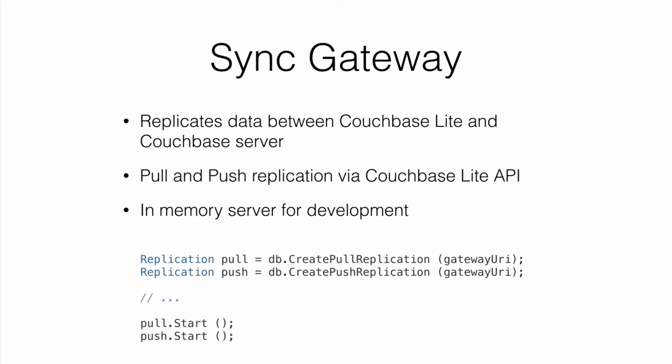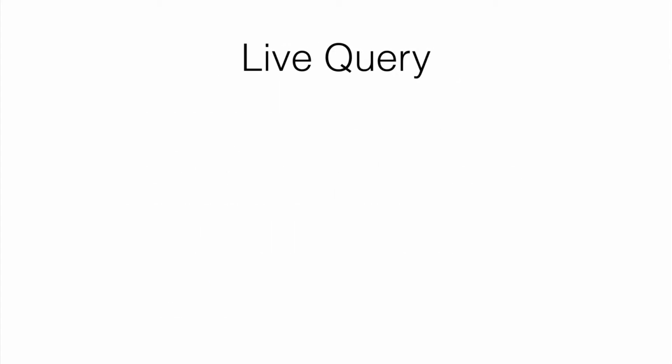So it gives you push and pull replication. And as I mentioned just now, I got ahead of myself, there's an in-memory server called Walrus for development. In-memory Couchbase server. Now, it's just the API. It's real simple. You just create a replication object and call start on it, whether a push or a pull replication. Now, one other thing, I'm just going to mention this in a slide. It's kind of a neat thing.